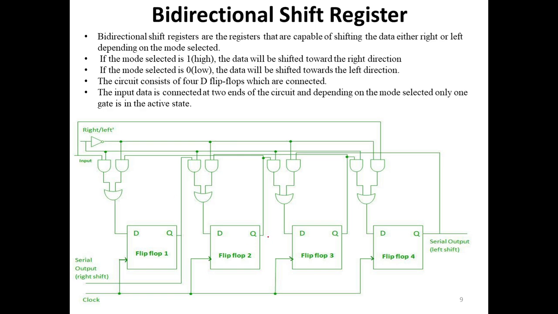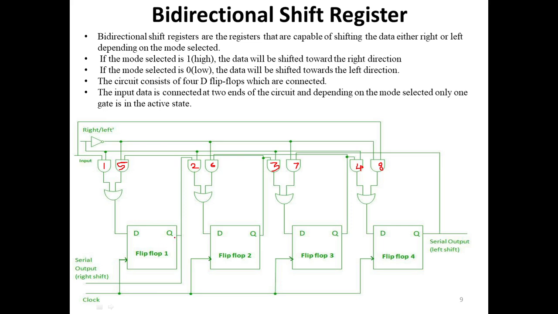Again, this type of register contains D flip-flops and a multiplexer combination. So the input data is connected to the two ends of the circuit depending on the mode selected. Only one set of gates is in an active state. For a right shift operation, gate number 1, gate number 2, gate number 3 and gate number 4 will be in active state. At that time gate number 5, 6, 7 and 8 will be in inactive state. So gates 1, 2, 3 and 4 are used for a right shift operation.